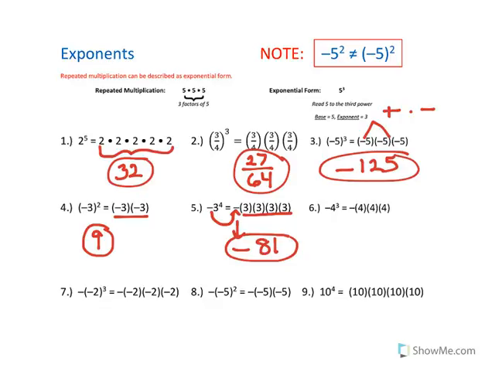Negative 4 to the 3rd, 3 is odd. It really doesn't matter if it's inside parentheses or not, but kind of follow the pattern. Write this down first, and then 4 times 4 times 4 is 64. So it's negative 64.